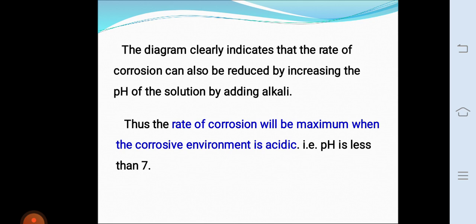In control of corrosion. Corrosion can be controlled by two different methods. First one is sacrificial anodic protection. Second one is impressed current cathodic protection.